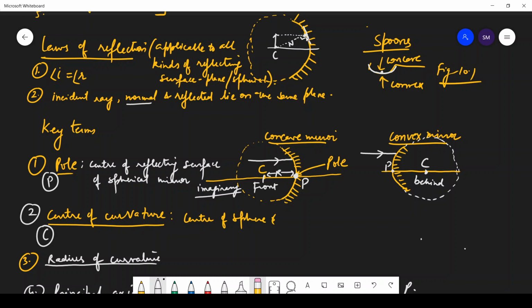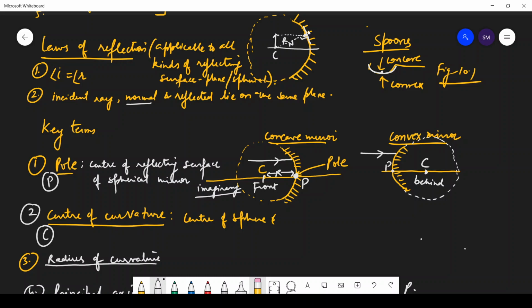So now normal will be just joining the point where the incident ray is incident on the spherical surface. Join that point with the center, you will get radius of curvature, and this radius of curvature is always your normal.